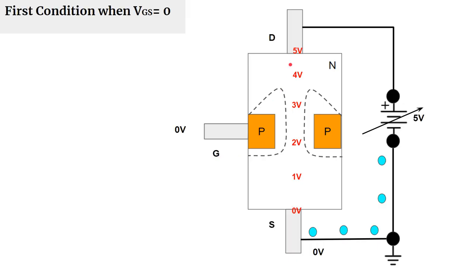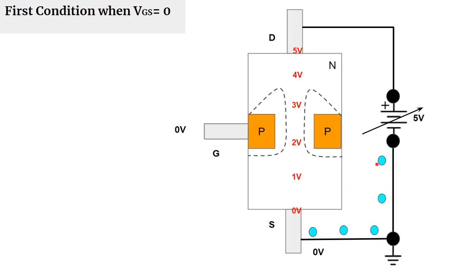So what will happen? When the potential difference is higher, definitely this reverse biased p-n junction will increase, and it will increase more towards the drain and less towards the source, and this shape is shown by the dotted lines. Here you can observe that these two p-n junctions are expanded more towards the drain and lesser towards the source.